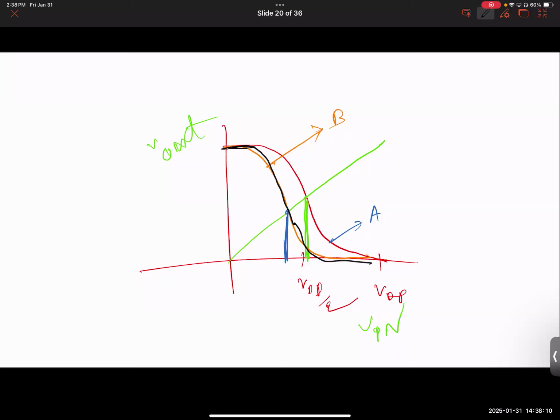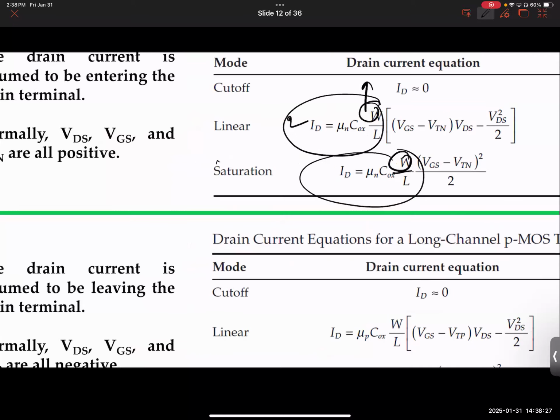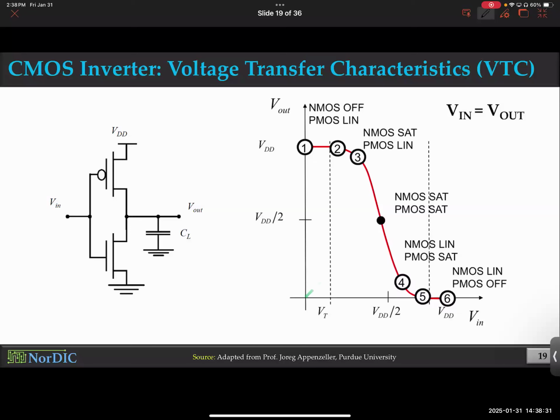More width, more current. Remember, more current, more power. How do we know more width, more current? A very simple way to remind you: take a look at this current equation. Doesn't matter whether it's linear or saturation, if you double the width, you get double the current. Simple, right? There you go. This is how you can logically understand what's going on. Or as a circuit designer, you can decide, oh, I need to shift slightly to the left. Sure, increase the NMOS size, and vice versa.